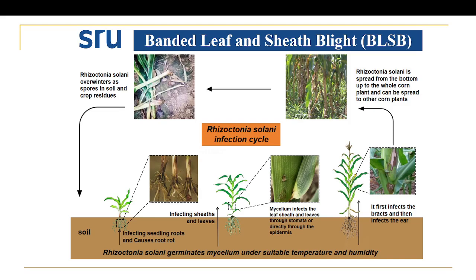Rhizoctonia solani overwinters as spores in the soil. Spores is nothing but a macrosclerotia. After that, the inoculum present in the soil comes in contact with the young seedling and it will cause complete symptoms like banded leaf and sheath blight.